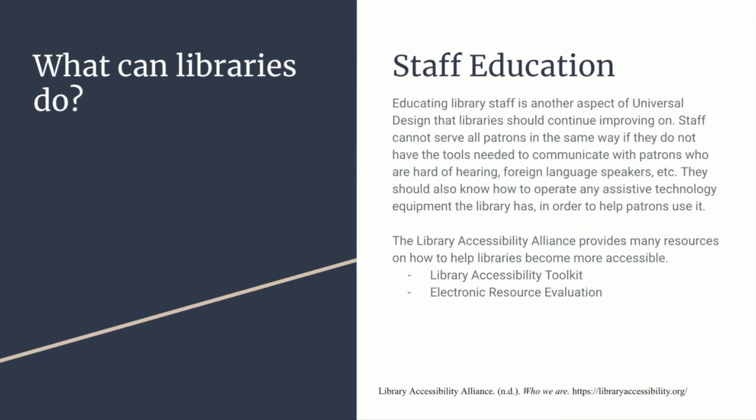Staff education is another important step in improving library accessibility. If staff aren't knowledgeable about resources, assistive technology, and how to use them, they can't effectively help patrons. If a library has assistive technology available, all staff should be trained on how to use it so they can show the patrons. They should also be aware of online resources that might assist patrons.